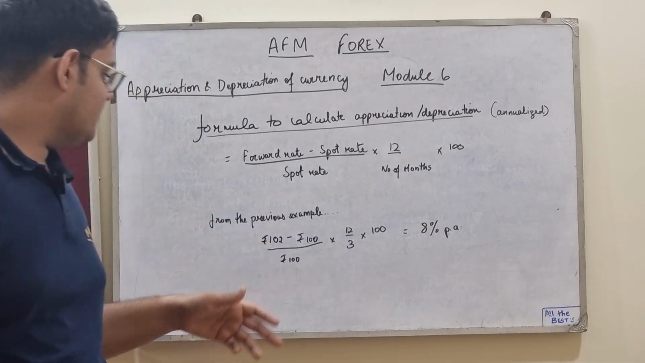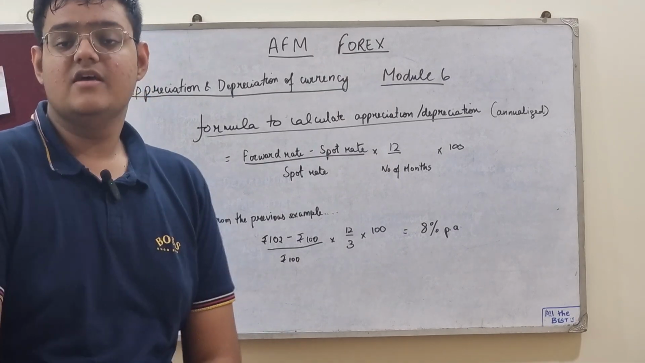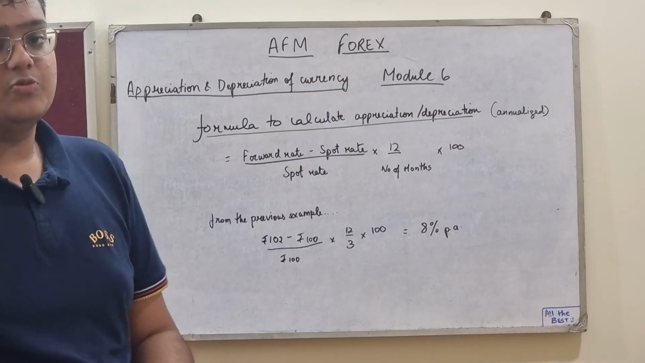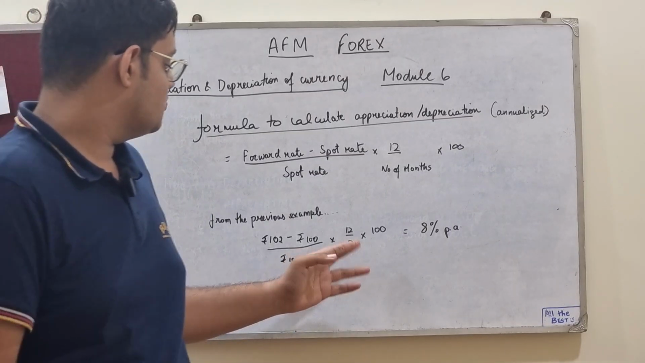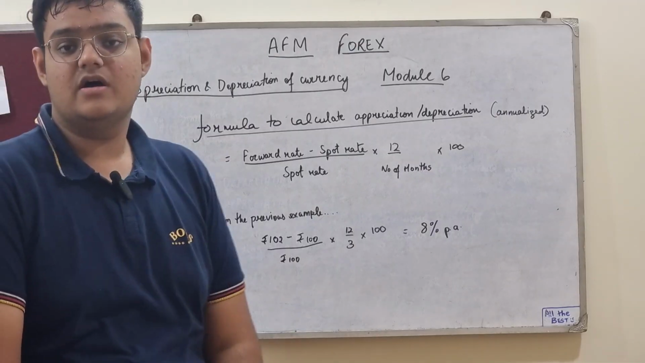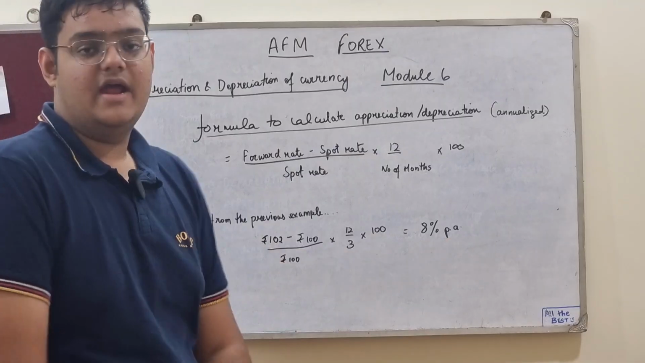So from the previous example, we have 102 rupees, that's the forward rate, minus 100 rupees. That gives us a change of 2 rupees. When we divide that by 100, we get 2%. So 2% into the period, that is 12 divided by 3, because that was a 3 month forward rate. That gives us 8. So that's 8% per annum.